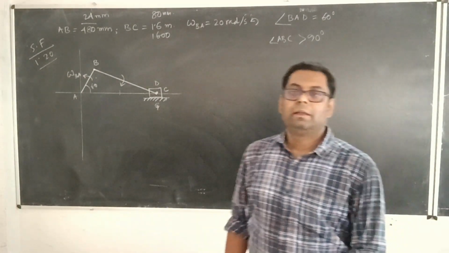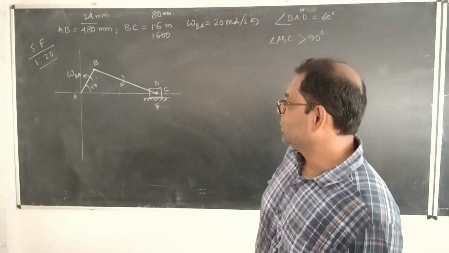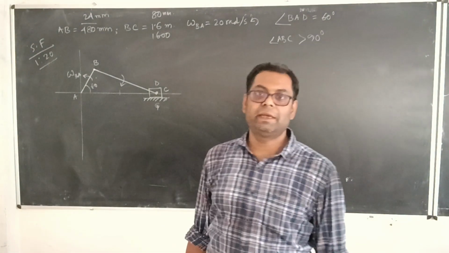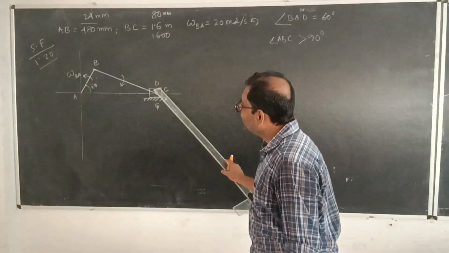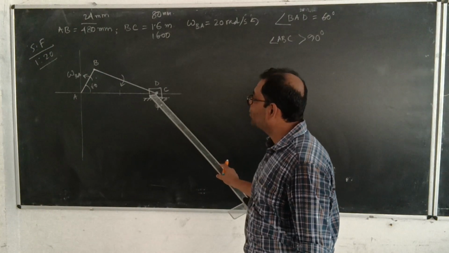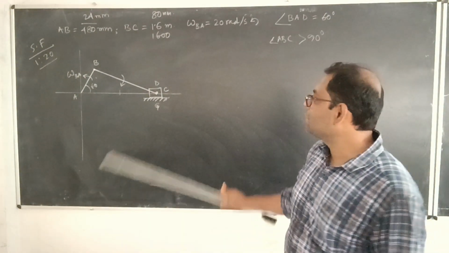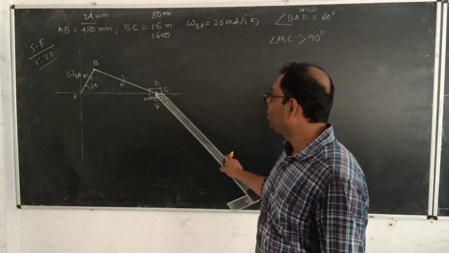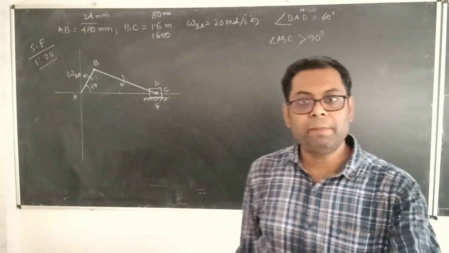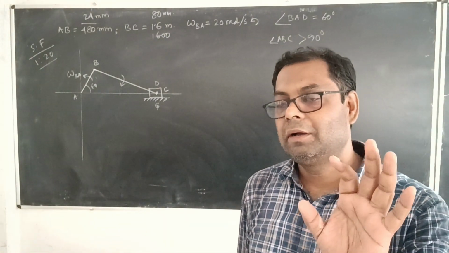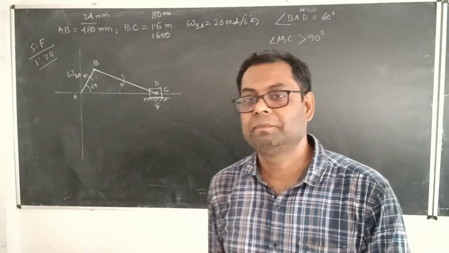Clear? Now use your common sense that if the crank is rotating in anti-clockwise direction, then in which direction will this slider block slide? By following the straight line path, it will slide in the left hand direction or right hand direction. You may pause the video over here and think for 10 seconds. Okay?